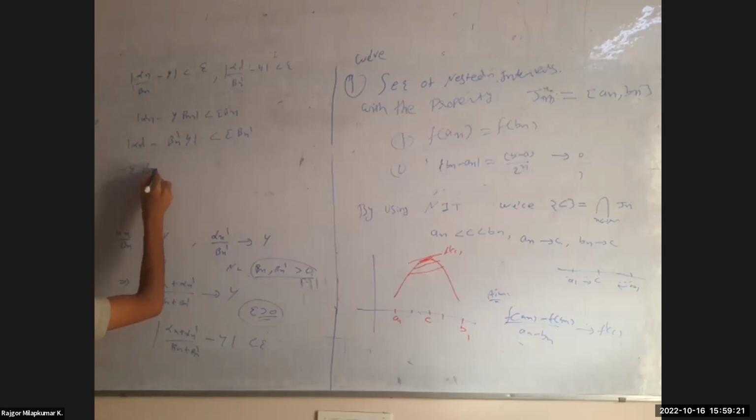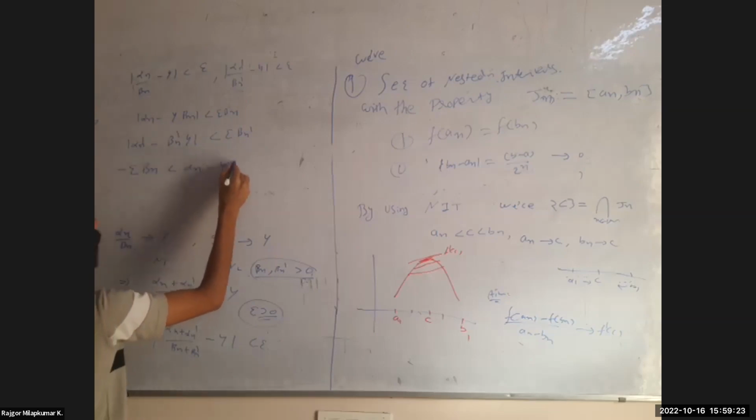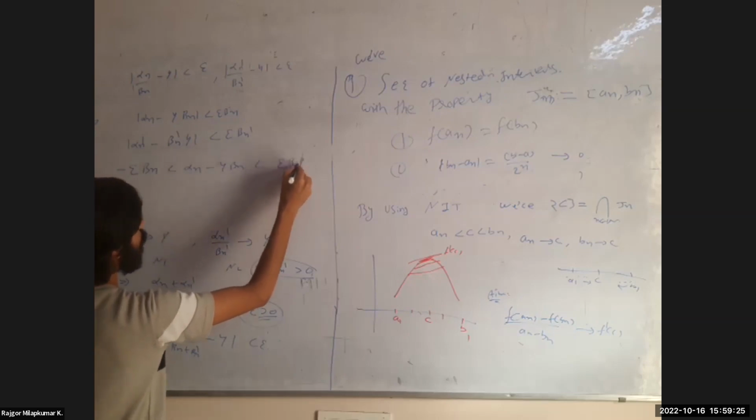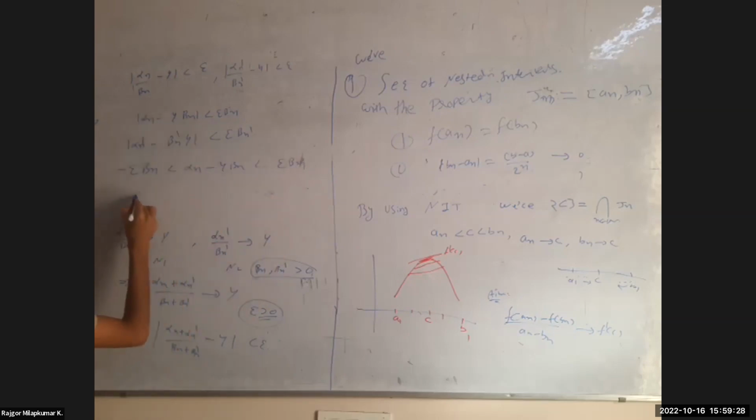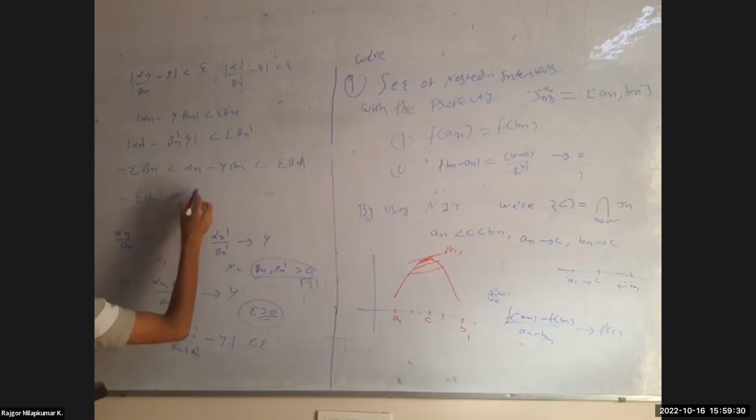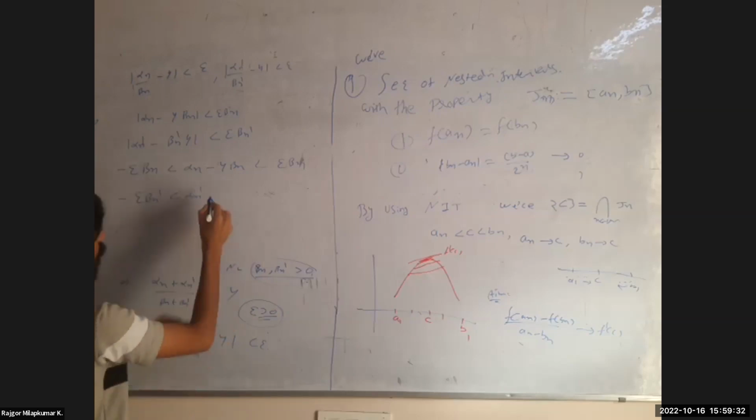So now, minus epsilon times beta n is less than alpha n minus gamma beta n, which is less than epsilon times beta n. I'm just expanding this. Now just add these two.